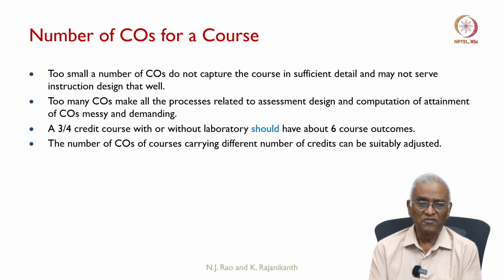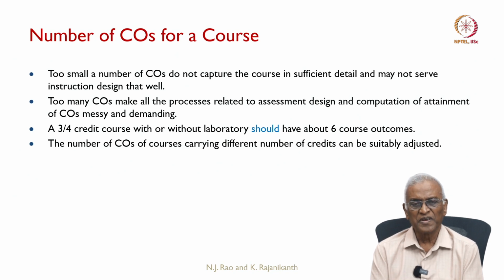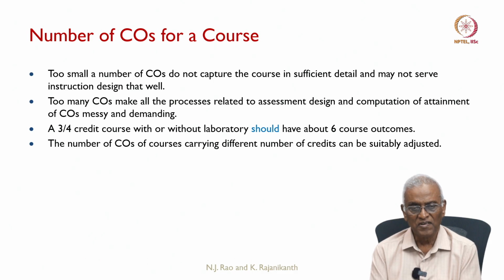But if you have only 4 course outcomes, in my opinion, for a 3 credit course, it is very small in number. But again, there is a personal judgment that you have to use. There is no formula for this. It is a teacher's perception about the details of the course, how many course outcomes you should have. But as I mentioned, not too small a number, not too large a number.